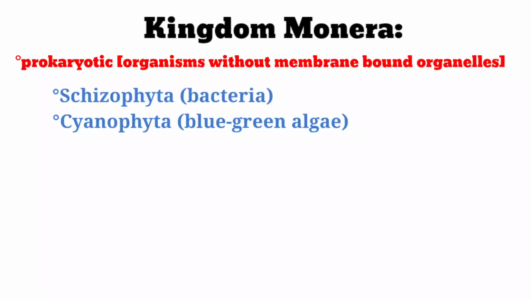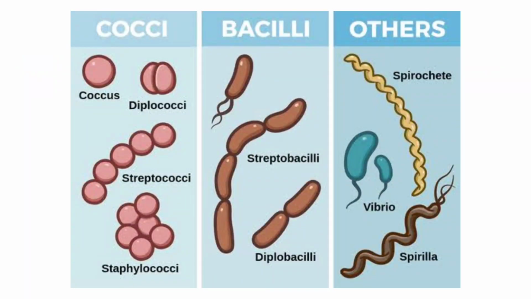And the bacteria are further divided based on their different structural appearances. When it is circular, we call it the coccus or cocci for plural. When it is rod-like, we call it the bacilli. And then we also have the spirals, which includes the vibrio and the spirochetes.